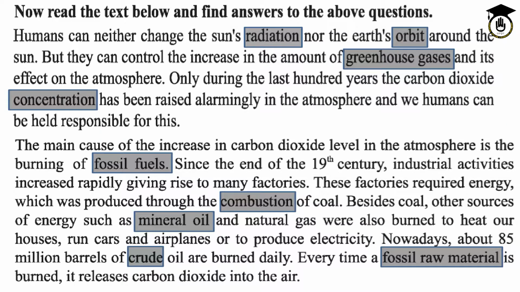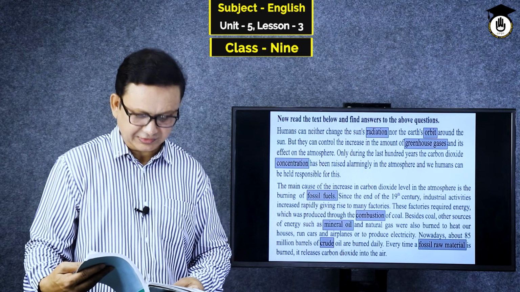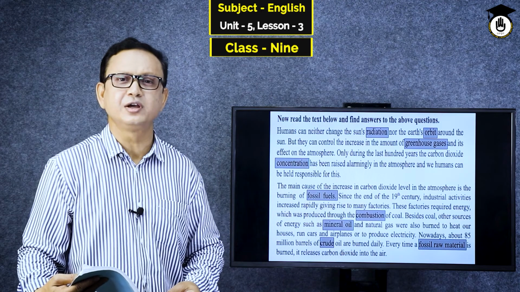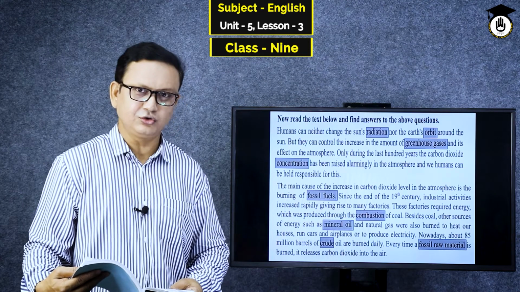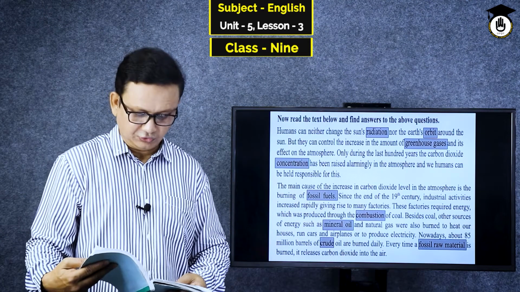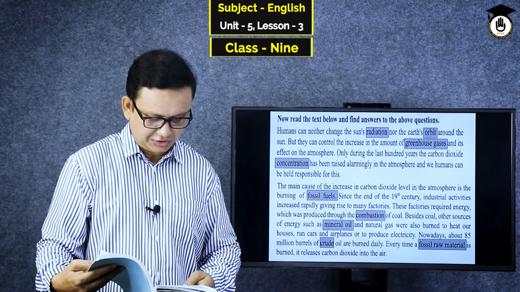Besides coal, other sources of energy such as mineral oil and natural gas were also burned to heat our houses, run cars and airplanes, and to produce electricity. So mineral oil is that type of oil that is derived from crude petroleum oil. That means unrefined petroleum oil. And also natural gas we are using. So we are using this type of energy in order to heat our houses.